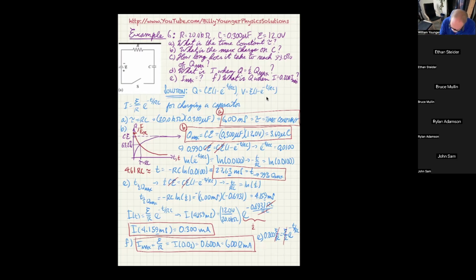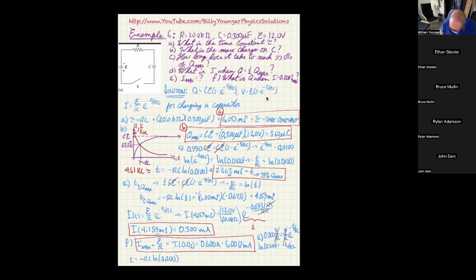again, I want to be writing in blue. So I'll take the natural log of both sides. And that's equal to negative t over RC. So that tells me t is going to be equal to negative RC times the natural log of 0.200.